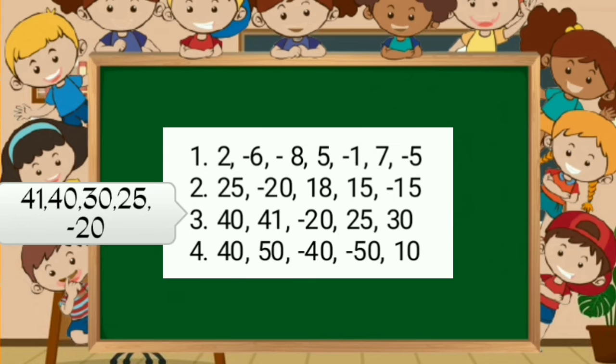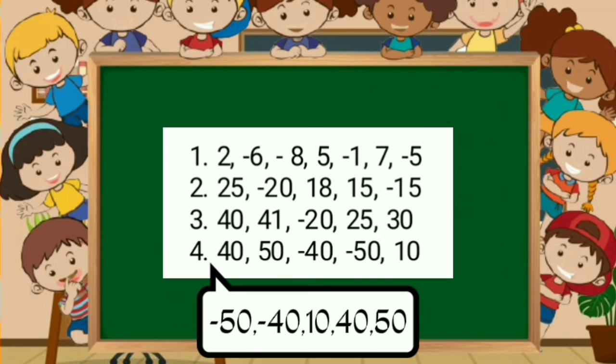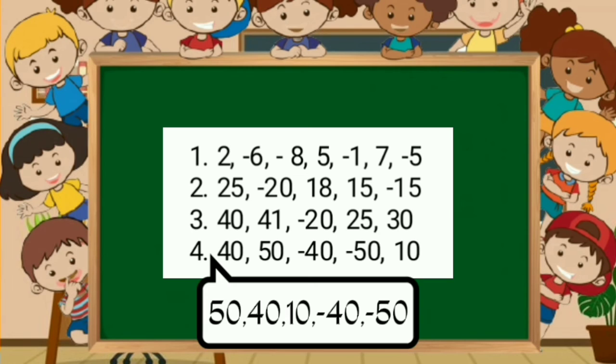Alright, for our last number, negative 50 followed by negative 40. Next is positive 10, positive 40, and positive 50. And lastly, if we are going to arrange those from greatest to the least, then we let positive 50 first, followed by positive 40 and positive 10. Next was negative 40, and last is negative 50.